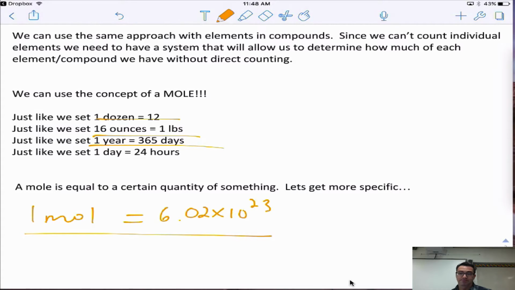Now, this also relates to mass, as you saw, and we'll get into that as well, but this is really the crux of what a mole is equal to. And it's a factor conversion that you need to memorize. You need to know this equality.